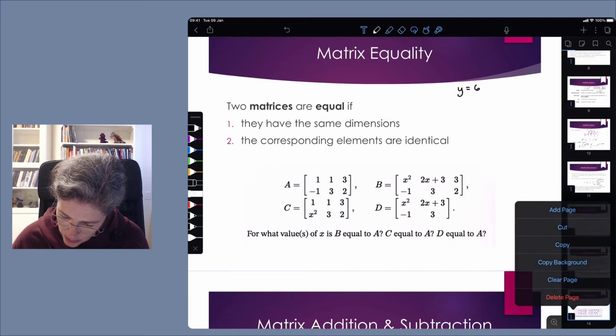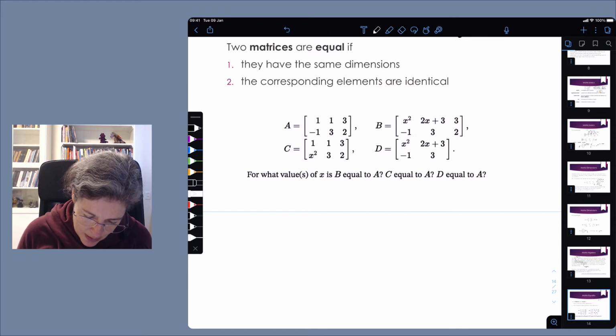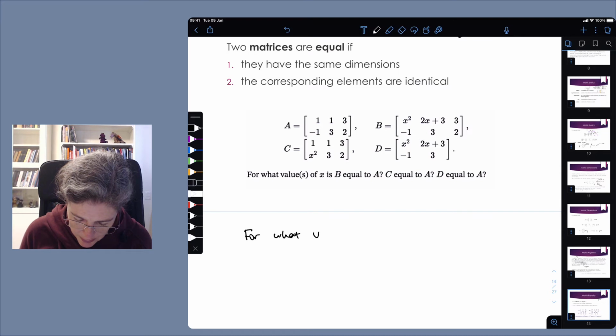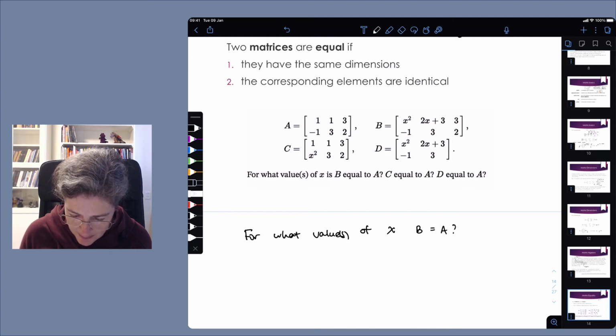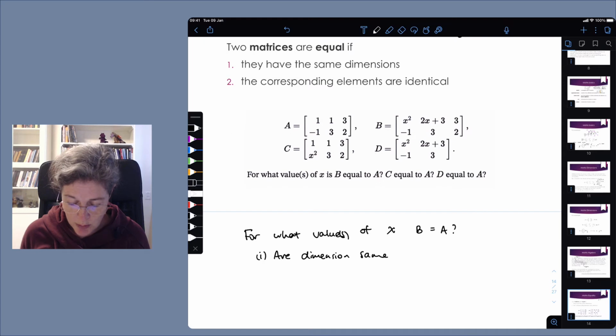So I'm going to add a page. So let's ask for what values of x is b equal to a. All right, well, what does this say? We've got our a and our b. So the first thing we check is, are the dimensions the same? Because if the dimensions are not the same, then there'd be no values, because the whole thing is not equal.